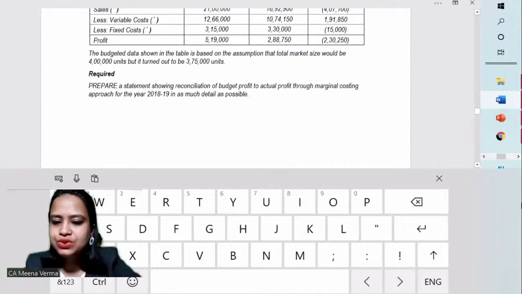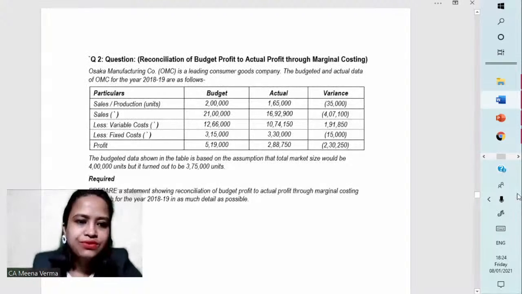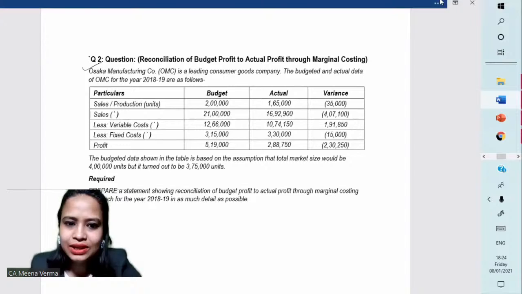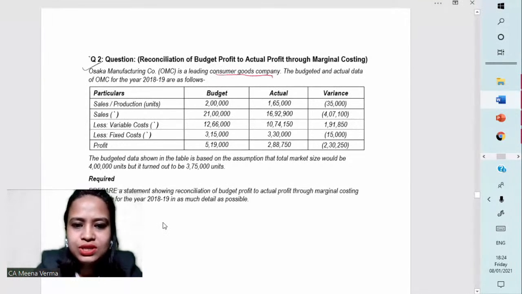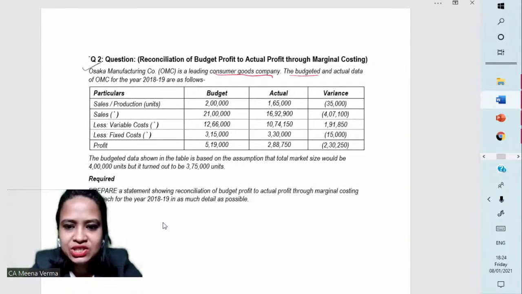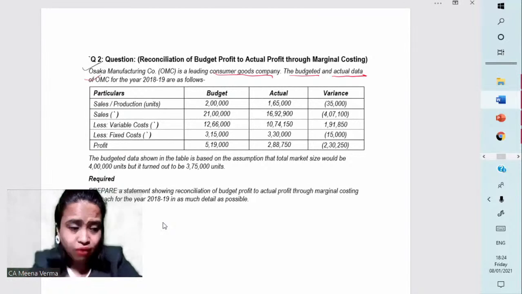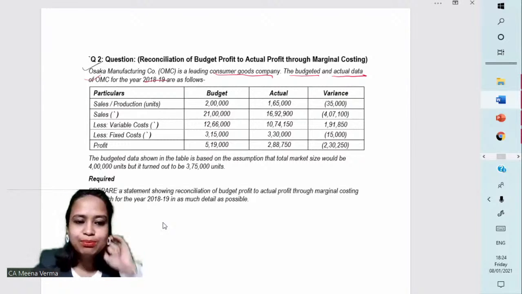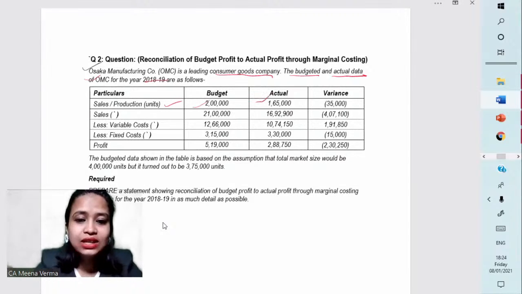Okay, let me read this question with you. We have a manufacturing company, Osaka Manufacturing Company. It's a leading consumer goods company. The budgeted and actual data of this company is given for the year 2018-19. We have the budgeted sale in units, actual sale in units, and we have the difference.